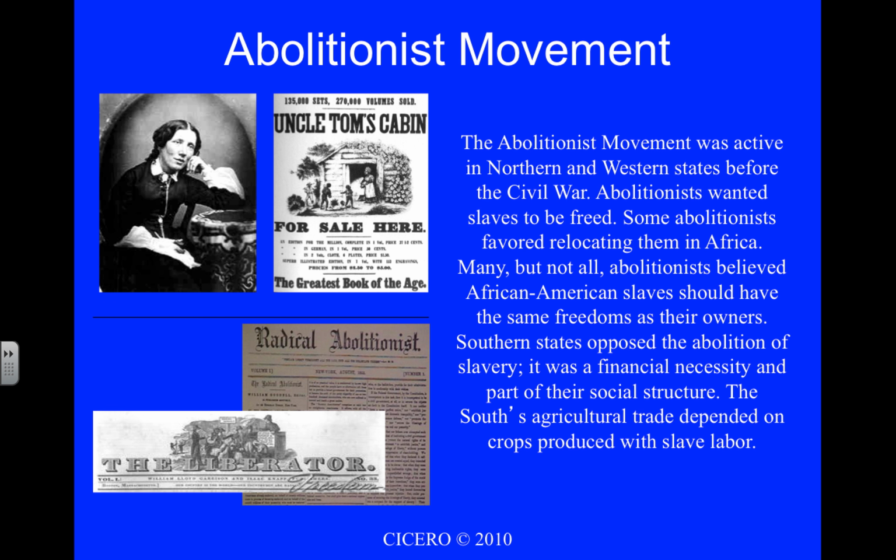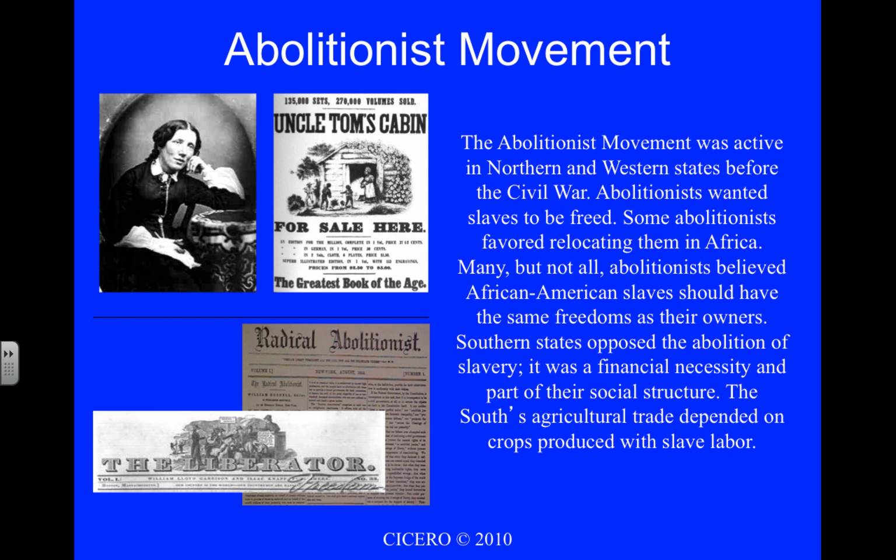We talk about the abolitionist movement. The word abolitionist right here means to abolish, to get rid of, and in this case, it's to get rid of slavery. The abolitionist movement was very active in the North, and like it says, in the Western states leading up to the Civil War. We talked about Harriet Beecher Stowe and her book, Uncle Tom's Cabin, which was one of the ways the North becomes informed on the harshness of slavery in the South.